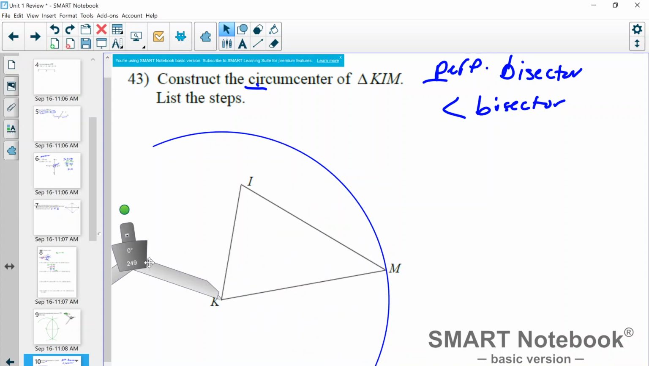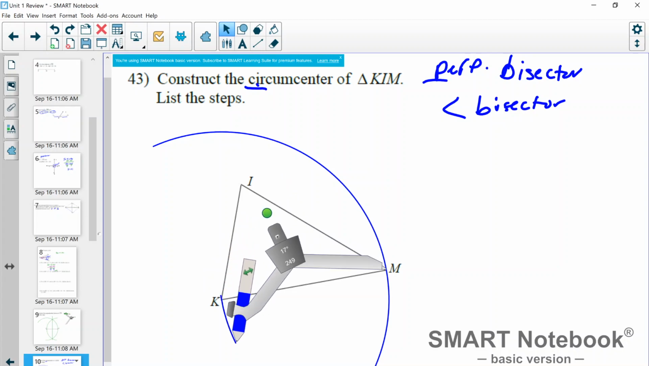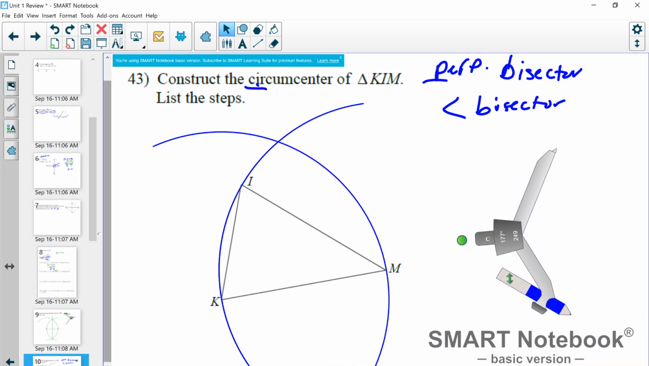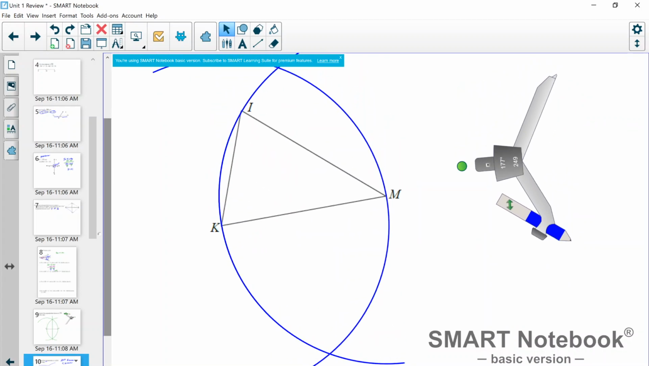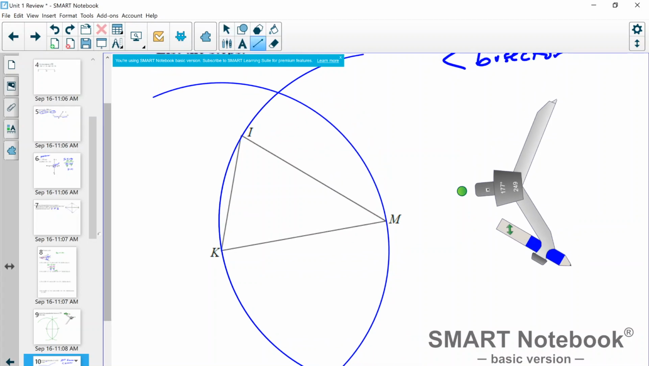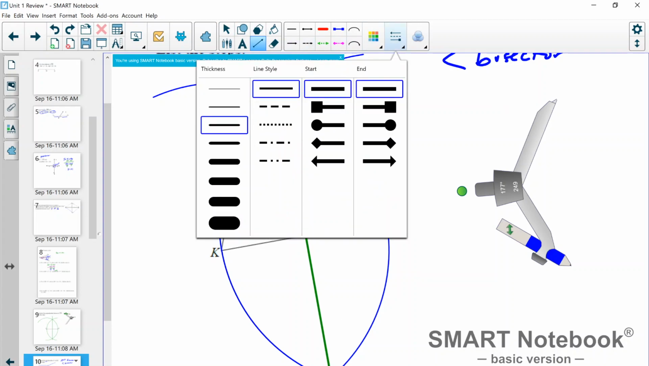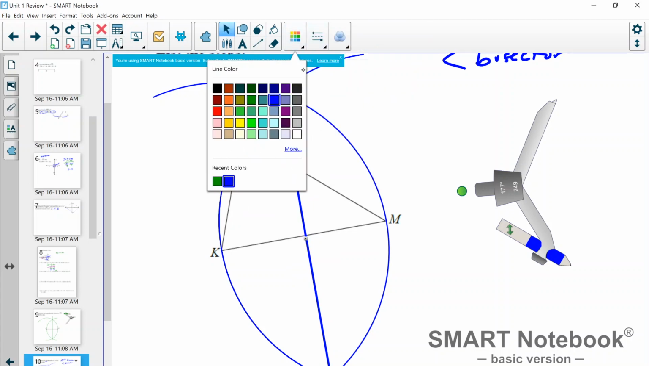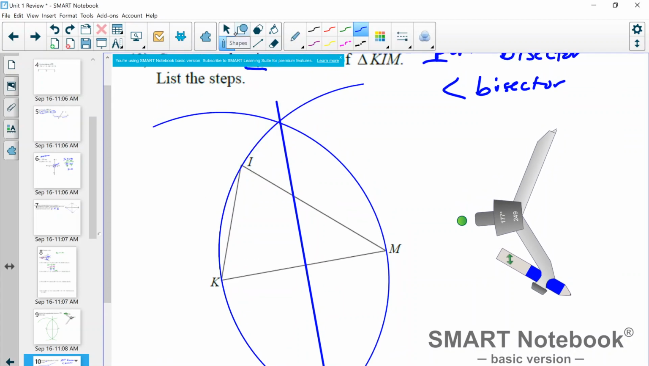Once I'm satisfied, I'll swap it. I'll move the bullseye to point M, pencil to point K. Once I'm happy, I'll make another swoop. And I look for points of intersection. So here I see I have 2 points of intersection, and I'm going to draw a line through those 2 points using my ruler. So that's one line. That's one perpendicular bisector for K to M.